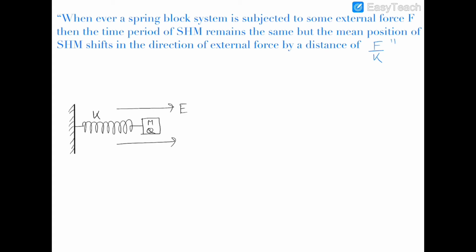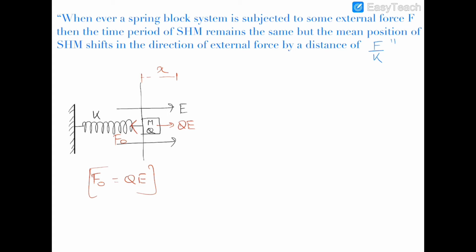Now first of all, we can see that in this system, if this is the equilibrium position, then the spring force F naught will be balancing QE. So F naught will be equal to QE. Now to initiate simple harmonic motion, let us stretch this block by a distance of x and then release it from that position.